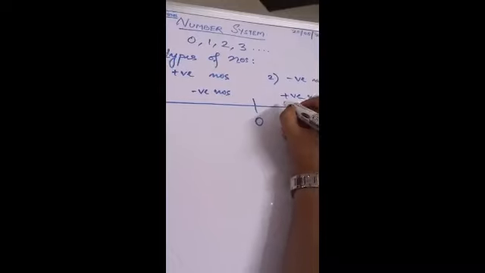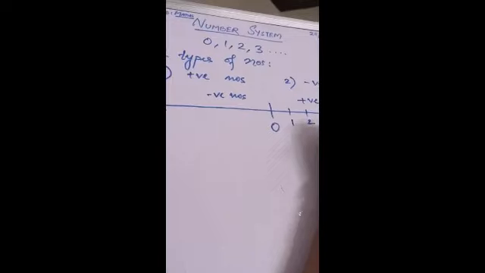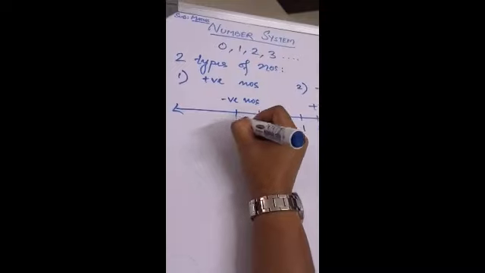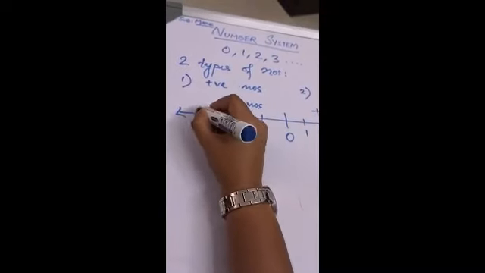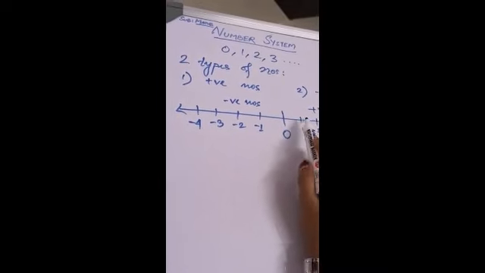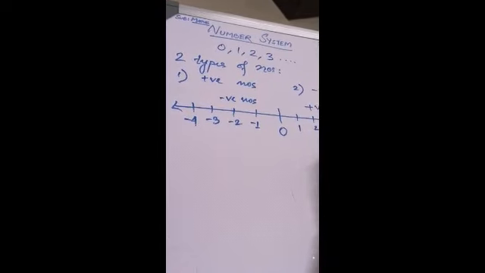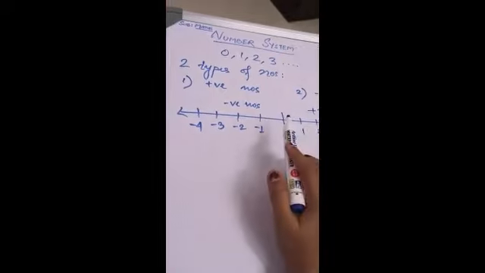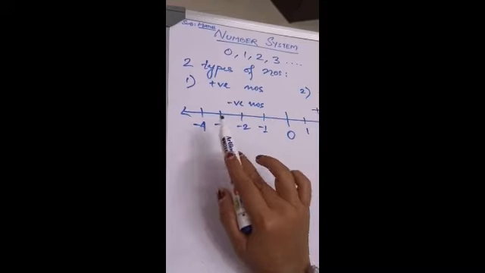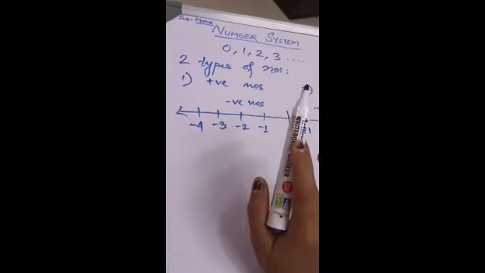Okay, now what are the positive numbers? We can say 1, 2, 3, 4 and so on. And negative numbers as -1, -2, -3, -4 and so on. You see, 0 is the midpoint and the numbers go on increasing as we move towards the right. And here you see -1, -2, -3 and -4, which means the numbers go on decreasing as we move to this side.